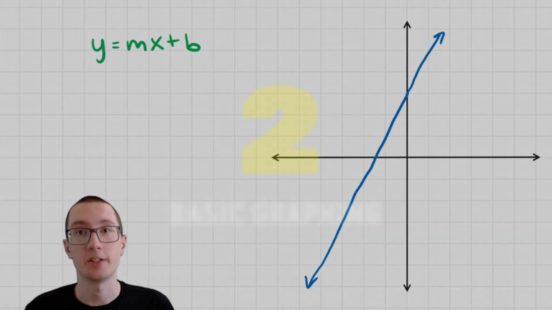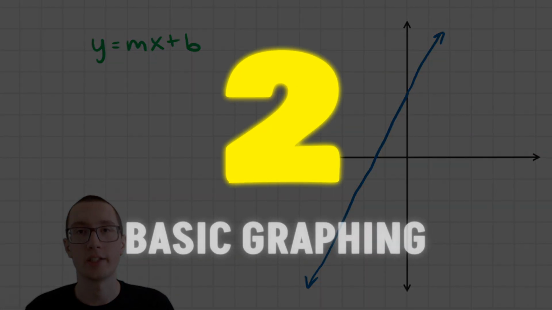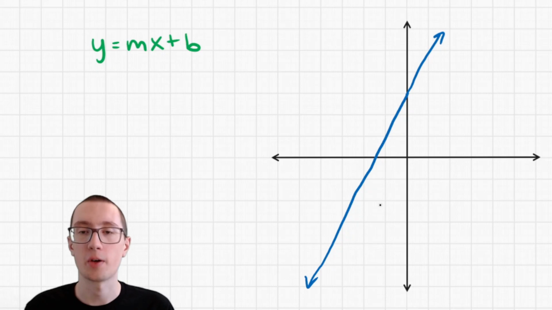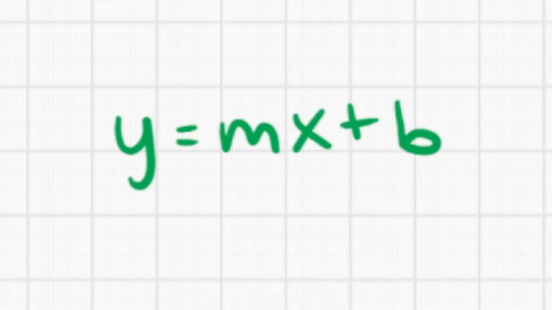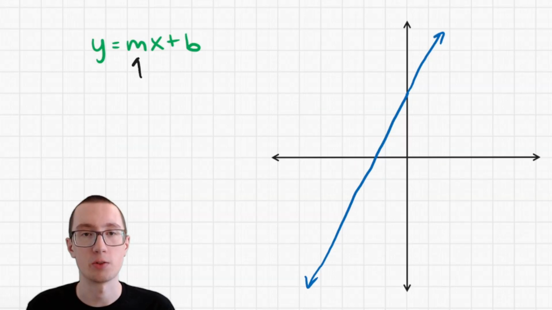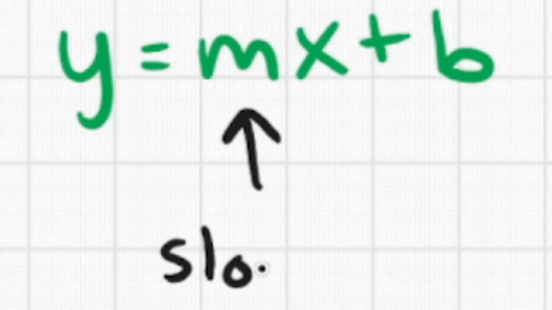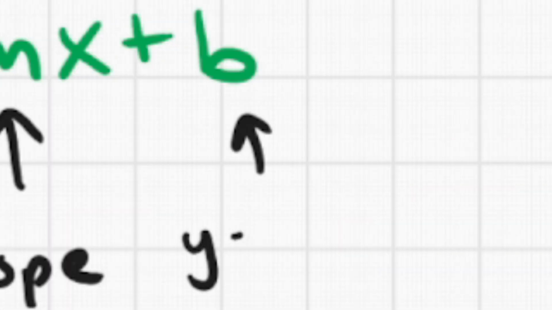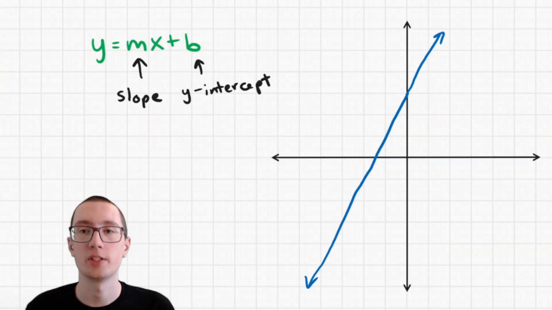All right, the second thing that you're going to need to know for the SAT is a basic idea of how graphs work. For example, if I was to give you this line, could you tell me what the equation of this line is? Well, remember that the form for the equation of a straight line is always y equals mx plus b. And m stands for slope, and b stands for y-intercept. So would you be able to tell me what the slope and y-intercept are of this line?